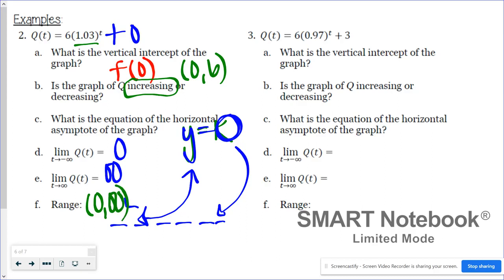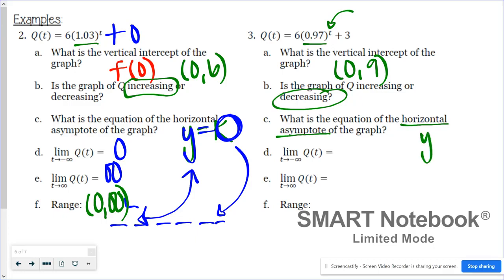In problem number 3, I have the function q of t is equal to 6 times 0.97 to the t power plus 3. What's the vertical intercept? Once again, plug in 0 for t and calculate. When you do that, you end up with 9. Since the b value is 0.97, this function is decreasing. What is the equation of the horizontal asymptote? Well, that's y equals k, and we're talking about y equals 3.